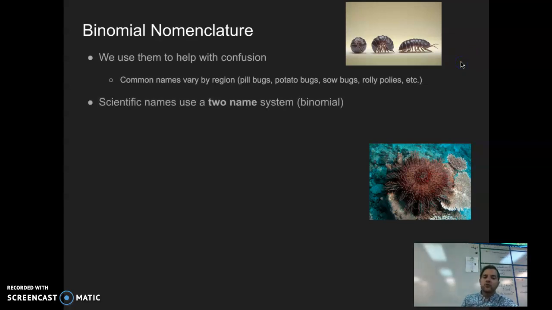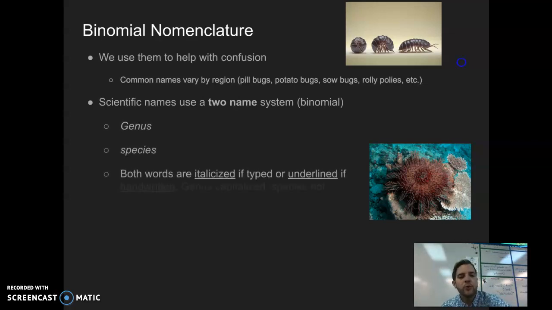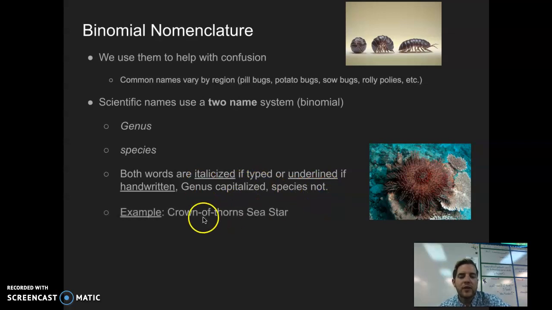And binomial means two-name system. So we use the genus, we use the species. Both words are italicized. If they are typed, if they are handwritten, they're underlined. Genus is capitalized, species is not. So an example, the crown of thorns sea star, which is my favorite animal on the planet, is part of the genus Acanthaster and the species planci.